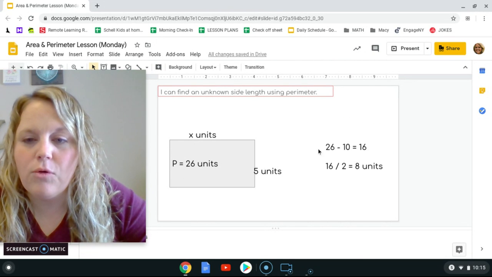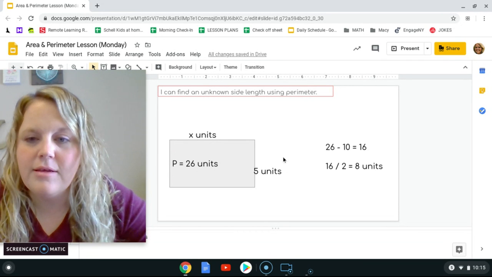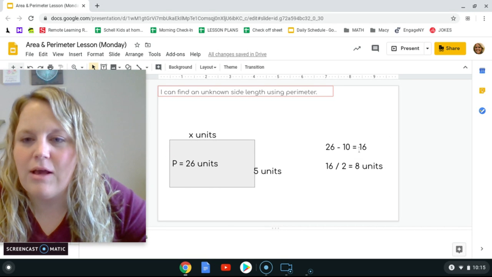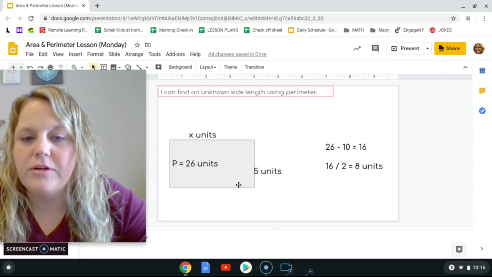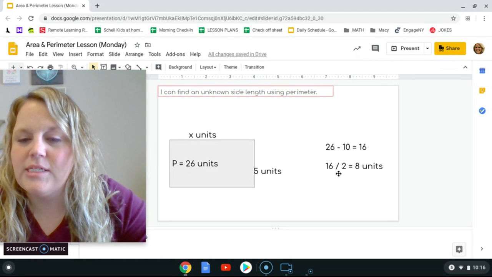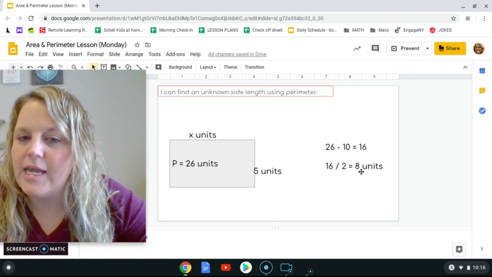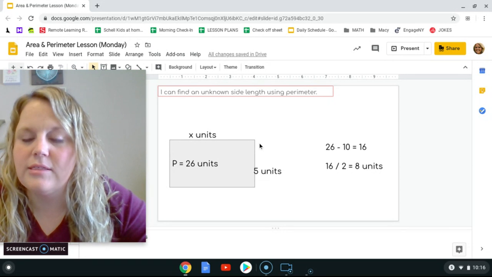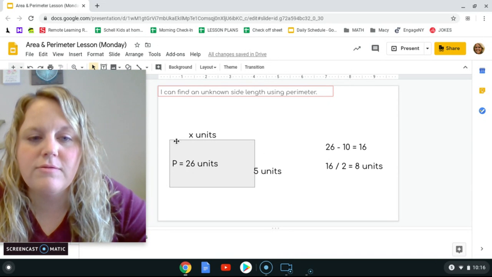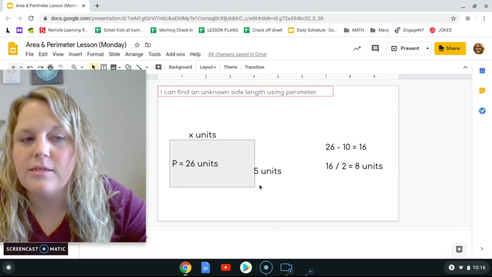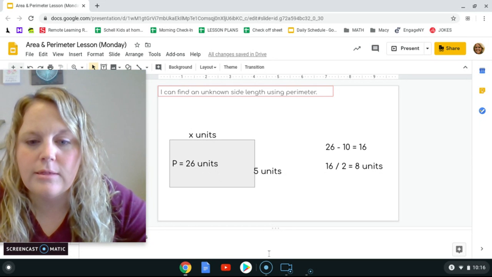So 26 is my total perimeter. I'm going to subtract off 10 because I know that these two side lengths add up to 10, and then I'm left with 16. Now this 16 needs to be divided among the two other side lengths. So 16 divided by 2 is 8. So that means that these side lengths are both 8. So again, if I wanted to check my work, I would just simply add up 5 plus 8 plus 5 plus 8 and get 26.